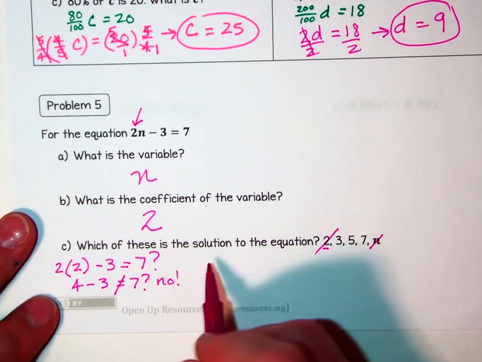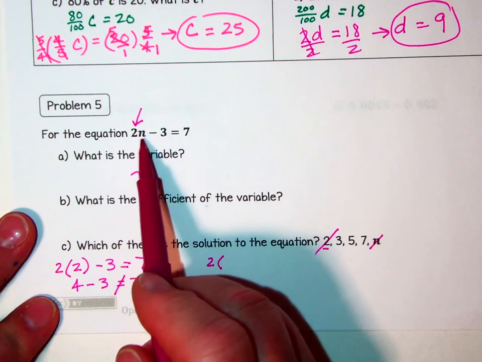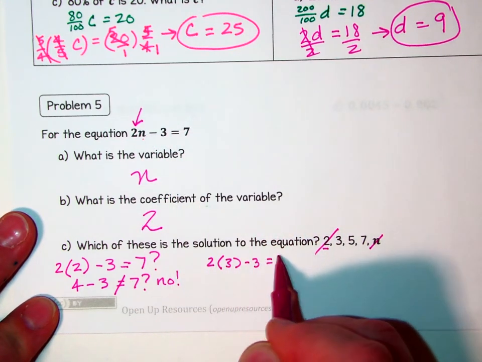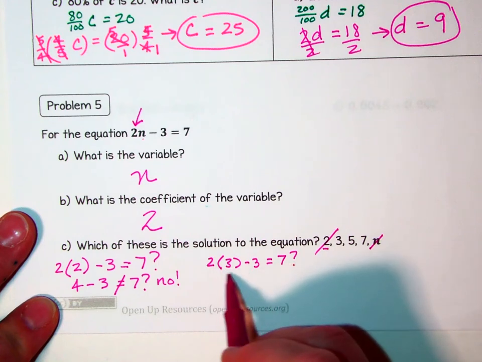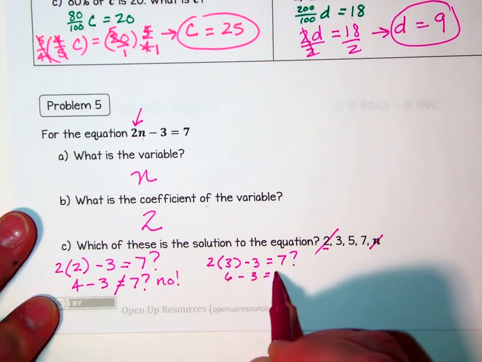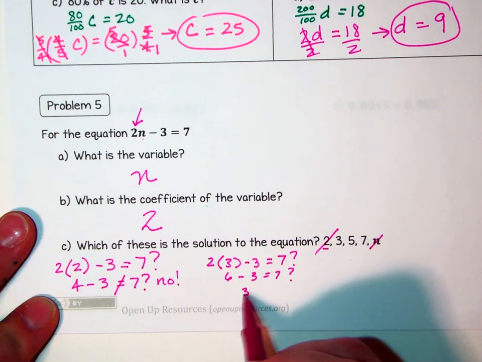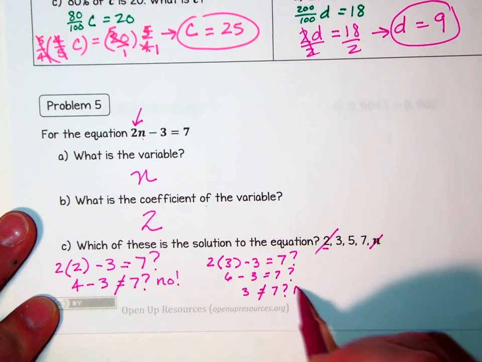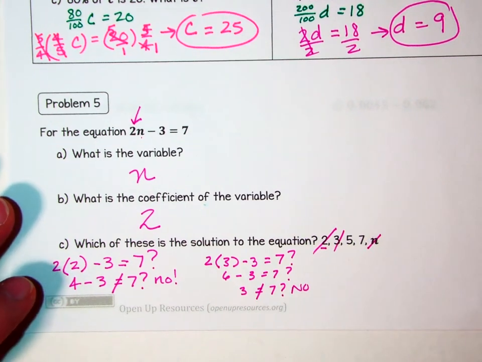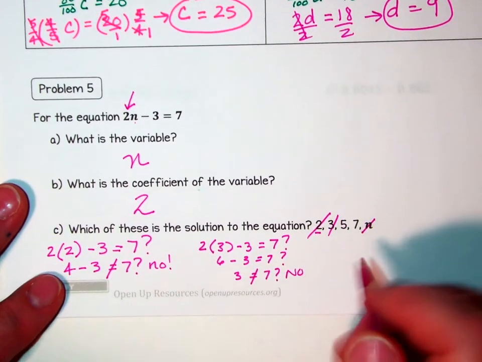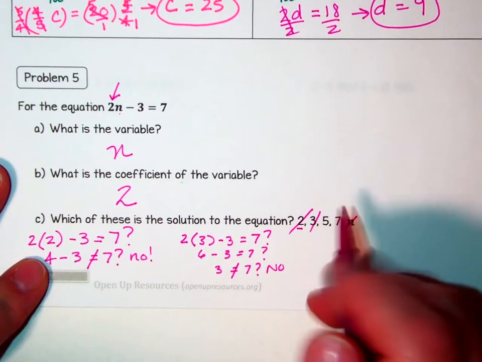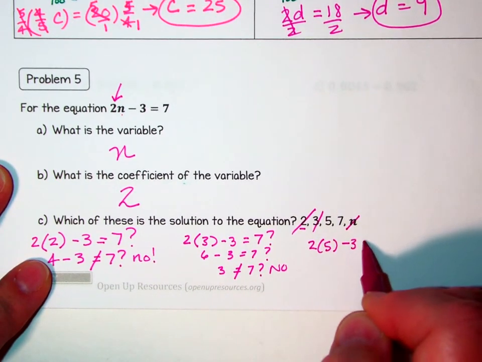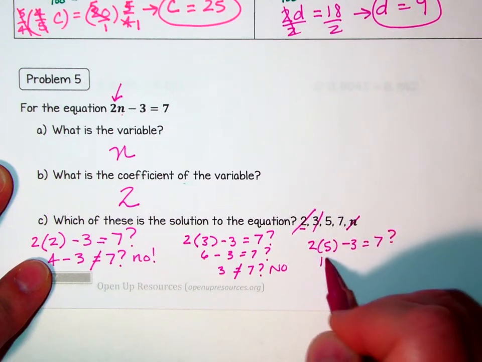Let's try 3. So 2, and we're substituting 3 in for n. 2 times 3 minus 3, does that equal 7? 2 times 3 is 6. And 6 minus 3 is 3. Does 3 equal 7? No. So 3 is not a solution. Well, we've got it narrowed down to 2. So I'm going to try substituting in 5. 2 times 5 minus 3, does that equal 7? 2 times 5 is 10.